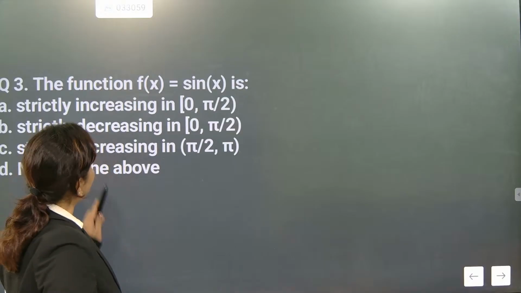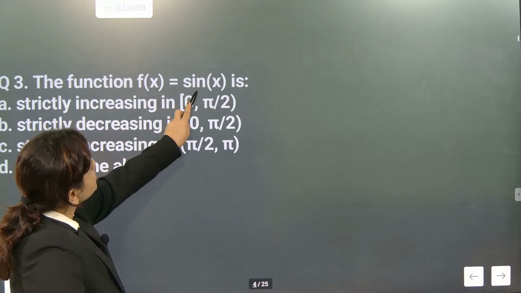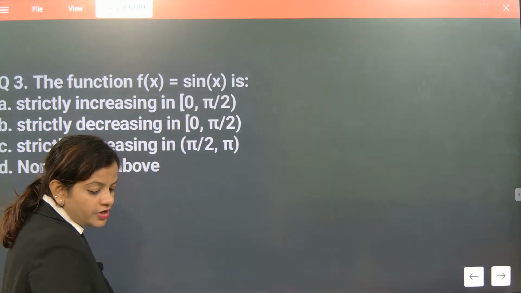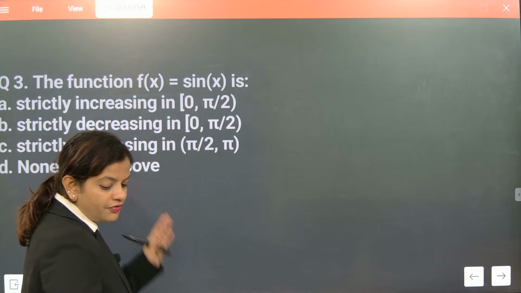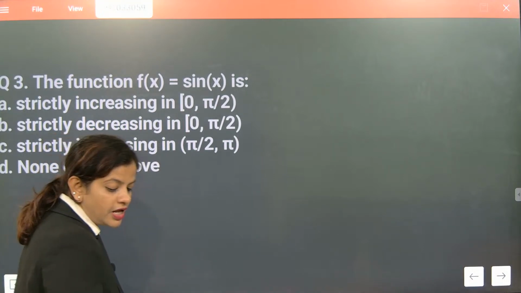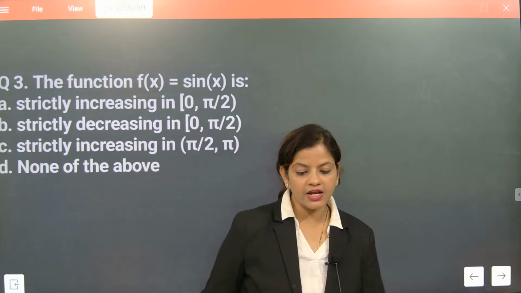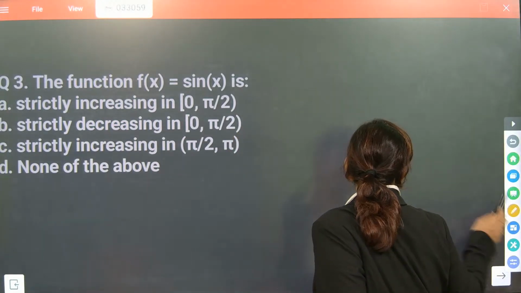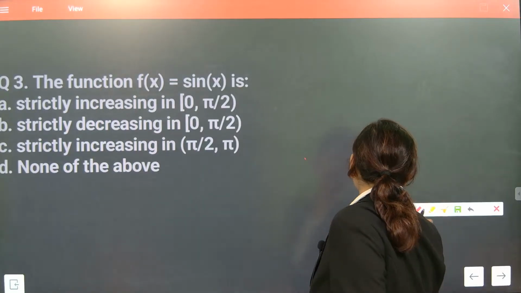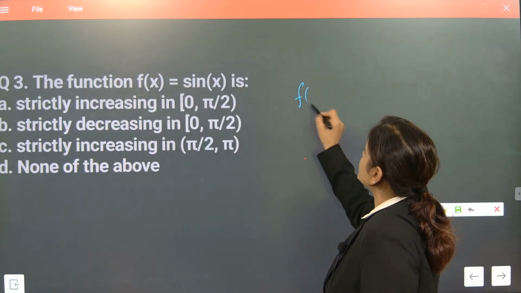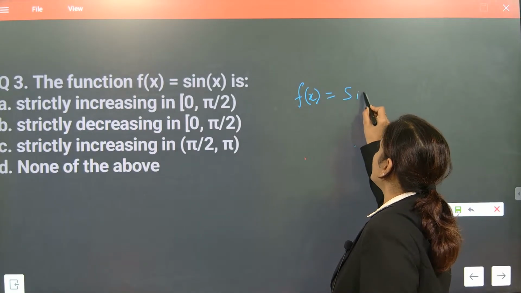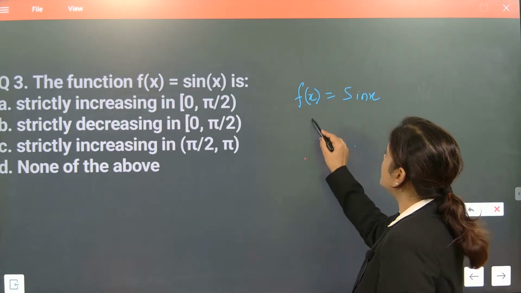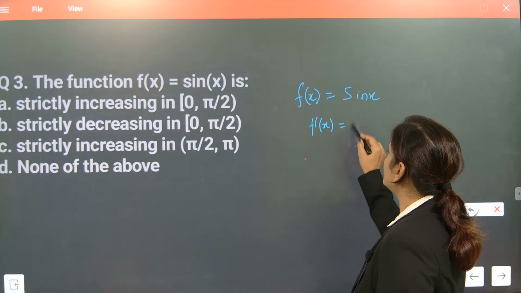Check this question very nicely. The function f of x is equal to sin x is strictly increasing in which closed interval, strictly decreasing in which? First, differentiate it. After differentiating, you will come to know in which interval it is increasing and in which interval it is decreasing. So, as we solved for cos, we are going to solve it for sin. So f of x is equal to sin x. Now you differentiate it. It will become f dash x is equal to cos x.